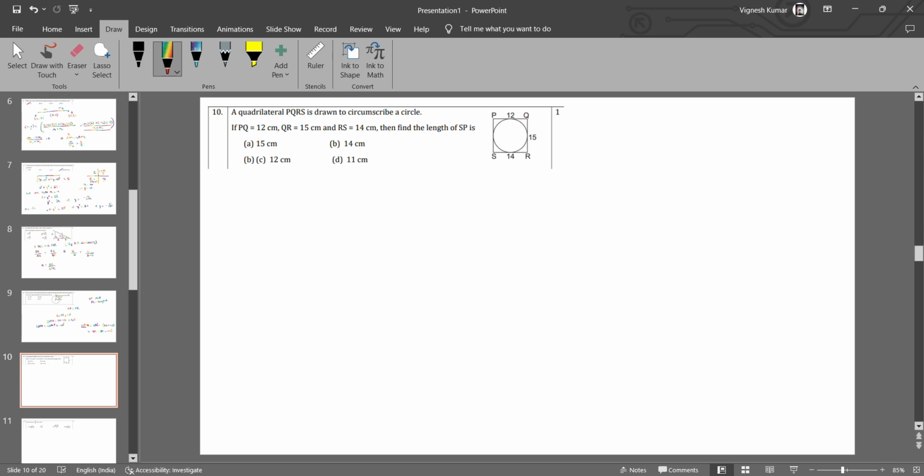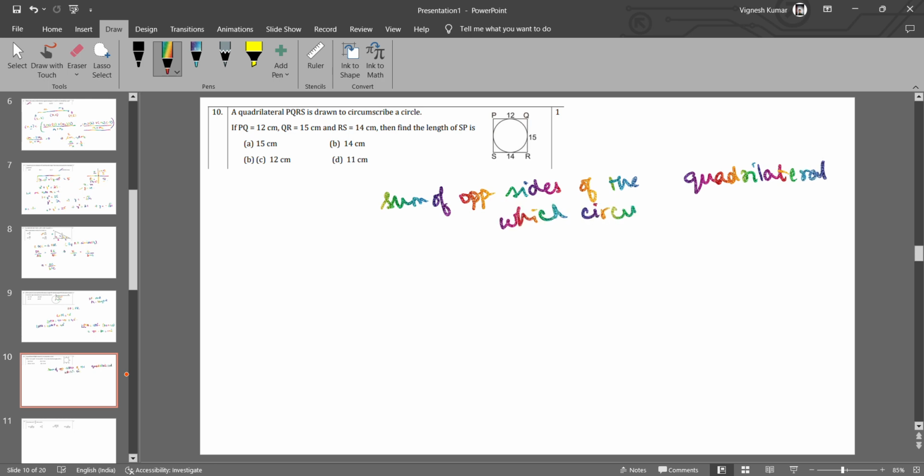So we know a property which is satisfied when a quadrilateral is drawn to circumscribe a circle. If you remember, the property is the sum of the opposite sides of the quadrilateral which is circumscribing a circle are equal. So we have PQ plus SR is equal to PS plus QR.